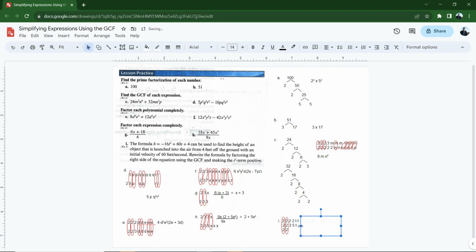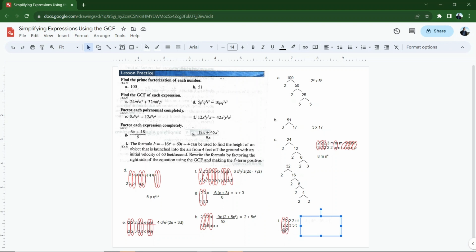And let me just make sure I get the whole thing in. So let's see, 16t squared. I'm going to ignore the negative out front for right now. 16t squared is 2 times 2 times 2 times 2 times t times t. 60t is 2 times 2 times 3 times 5 times t. And if you want to check me, I did it this way using factor trees, but if you just multiply everything back together, you should be able to get 60 from this. You should be able to get 16 from this. And then we also have 4 as a number.